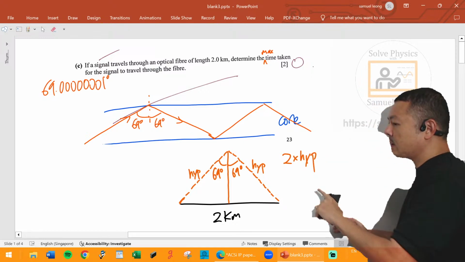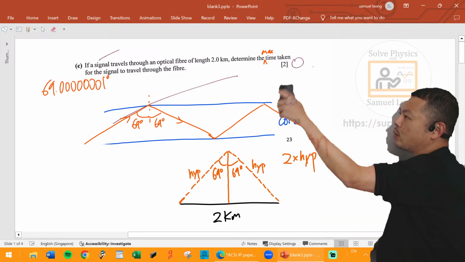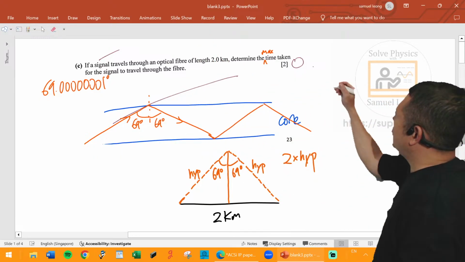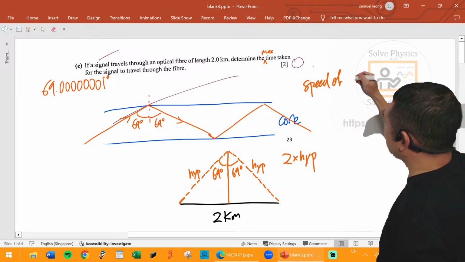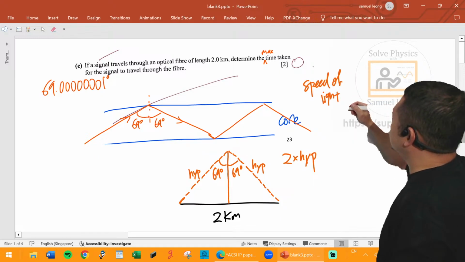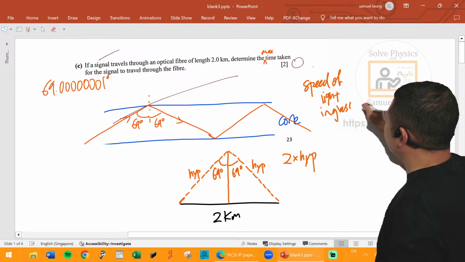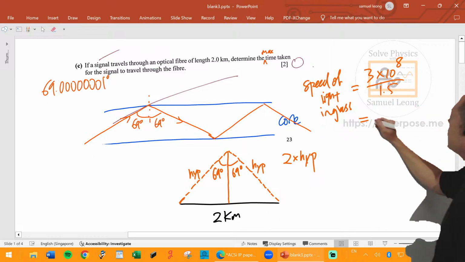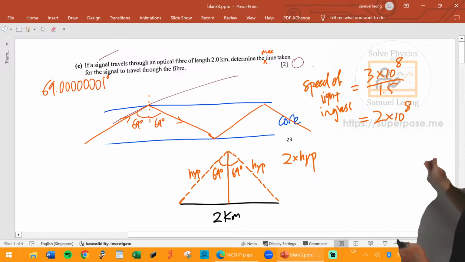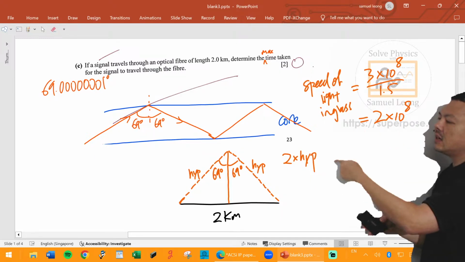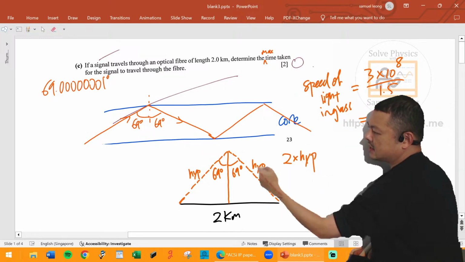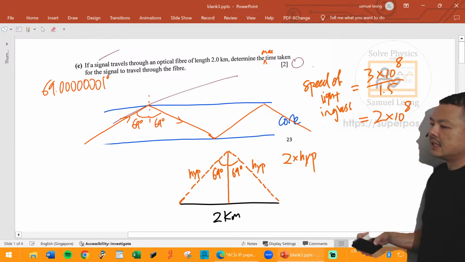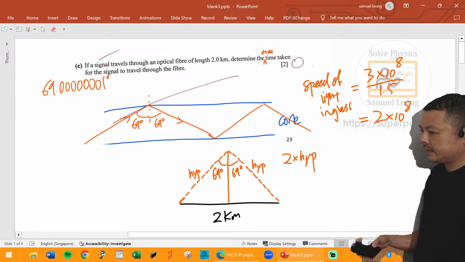Okay, but that's not the point. The point is this: the time taken will be dependent on part B, the speed of light in this glass. What is the speed of light in the glass? Correct. Speed of light in glass is equal to 3 times 10 to the power of 8 divided by 1.5, which is 2 times 10 to the power of 8. So you have to use this speed of light in the glass together with the distance. If you want maximum time, you use the maximum distance. If you don't, then you use the minimum distance of 2 kilometers. Right? Nathan is correct.